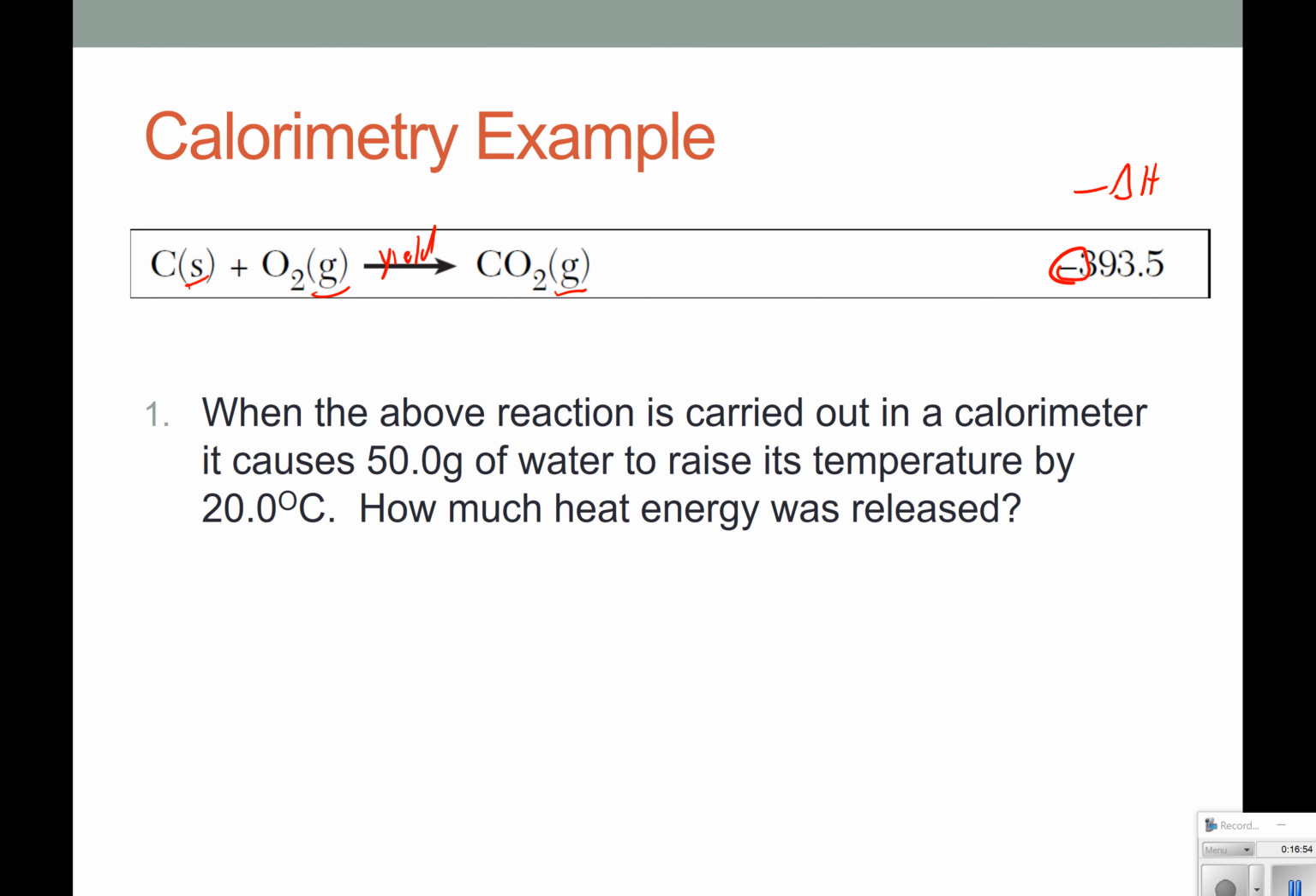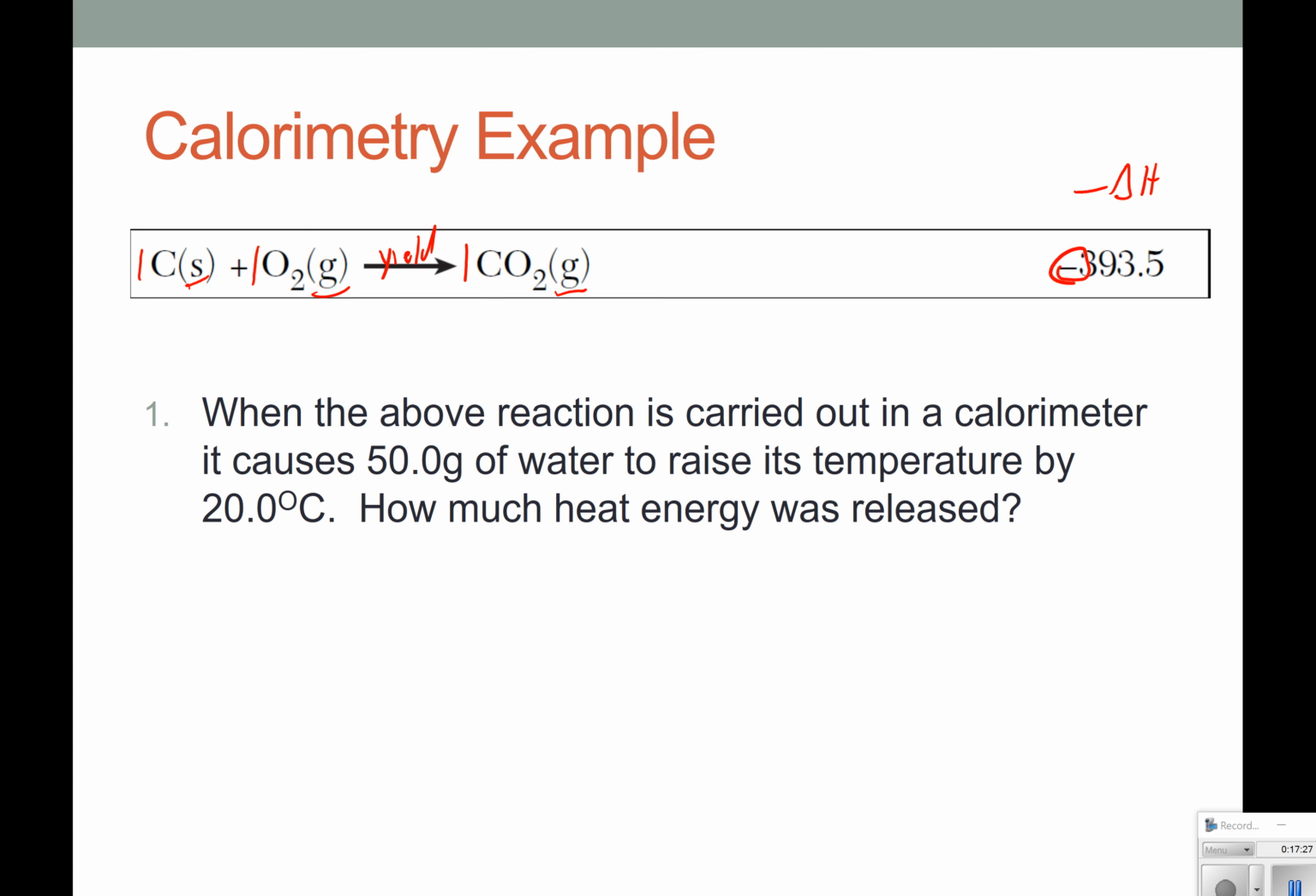And when there's no number in front of our species, we can assume that this is a 1 and a 1 and a 1. And we'll find that a lot of chemistry reactions are just like recipes. So this means that we need 1 mole of carbon to react with 1 mole of oxygen gas, which will yield us 1 mole of carbon dioxide gas. Now this reaction, if we carry it out in the calorimeter, is going to cause 50 grams of water to raise its temperature by 20 degrees Celsius. How much energy was released?